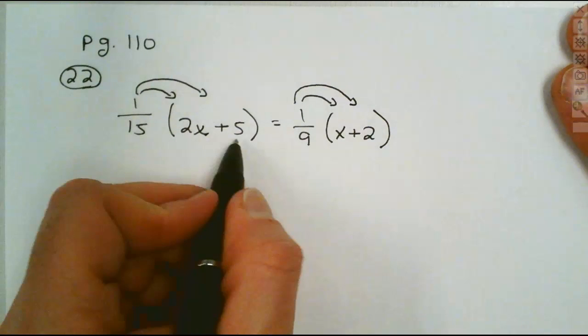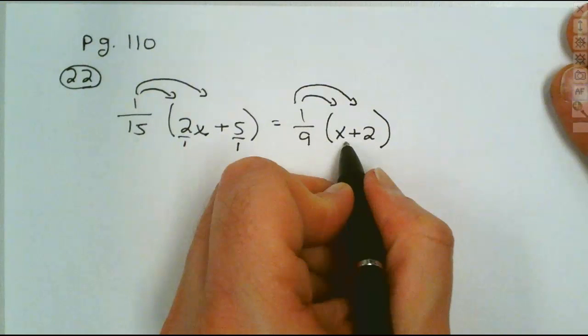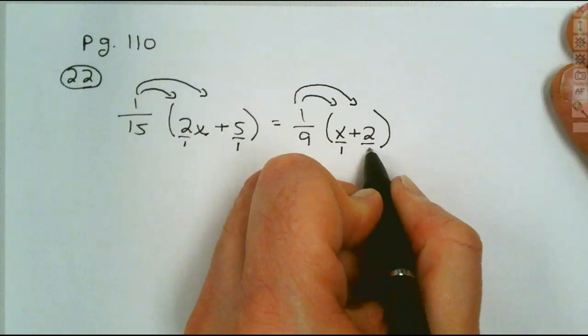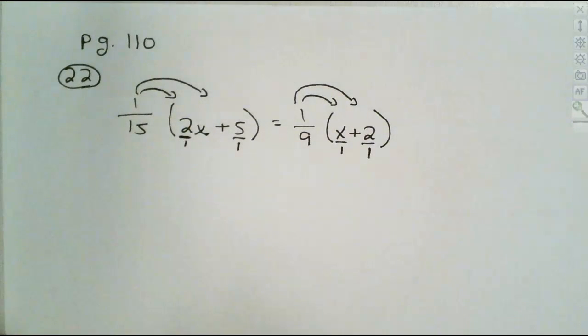If it helps, you can write these over 1. So this is a 2 over 1, and a 5 over 1, x over 1, and a 2 over 1. I normally don't put the 1s there. I am in this case because we're learning how to do this. You should already be familiar with how to solve this, but if you're not, we're going over that today.